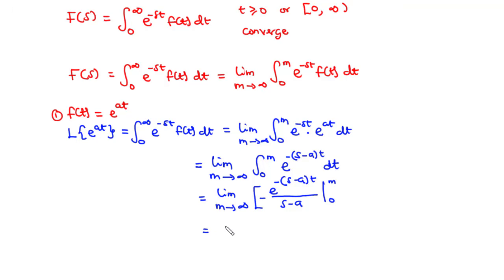Now let's continue. This becomes the limit as m approaches infinity of, we try to represent it in a nicer way, negative 1 over (s minus a) times, now we evaluate the upper limit minus the lower limit. So we have e to the power negative (s minus a), and in place of t we have m, minus e to the power negative (s minus a), in place of t we have 0.